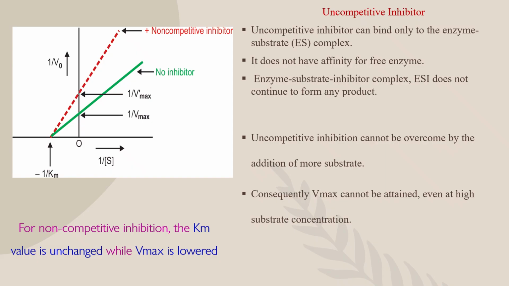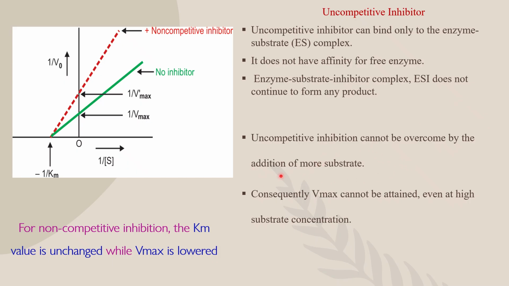Here we will see the uncompetitive inhibitor. So initially it was the non-competitive; now this is the uncompetitive inhibitor. These inhibitors can bind only to the enzyme-substrate complex, not to the free enzyme. It does not have affinity for the free enzyme, and the enzyme-substrate-inhibitor complex ESI does not continue to form any product. So uncompetitive inhibition cannot be overcome by addition of more substrate.